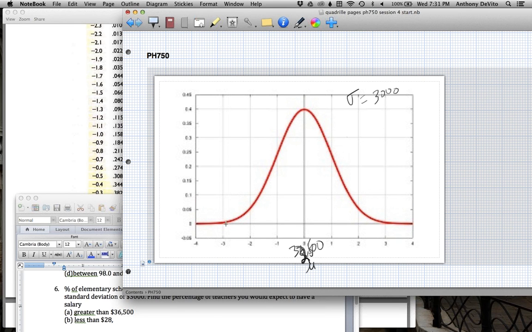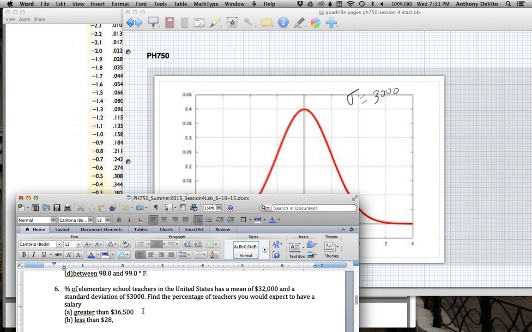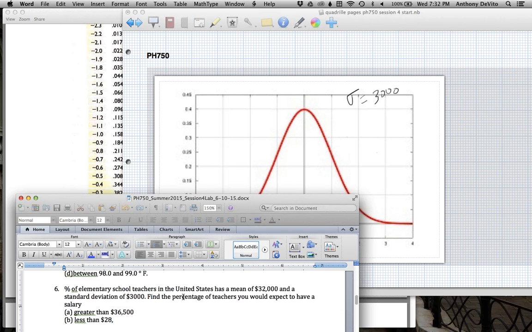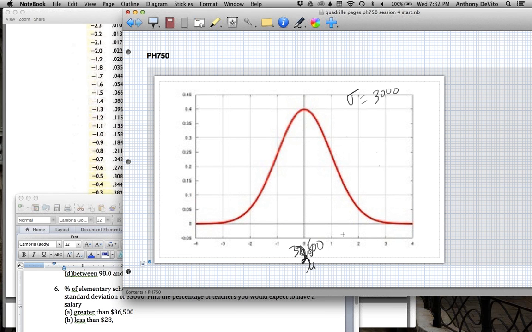Okay, and we want to know what's the probability of having a salary greater than $36,500, which is the same thing as saying what percentage of teachers in the population have a salary of greater than 36,500. Because if 10% of them have a salary greater than that, the probability of picking one person and them having a salary greater than that would be 10%, obviously. Okay, so maybe not obviously, but take my word for it. Okay, so $36,500. So this would be, we're going to be up here somewhere.